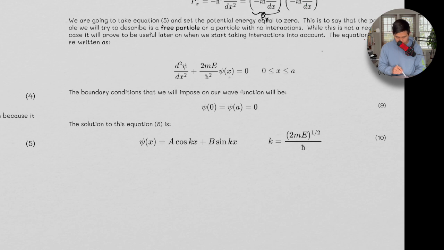You could pause the video if you want. I'm not going to do that right now. A lot of this is review. So the general solution for this equation is this guy, where k is equal to all this stuff in here. So that's all this stuff.